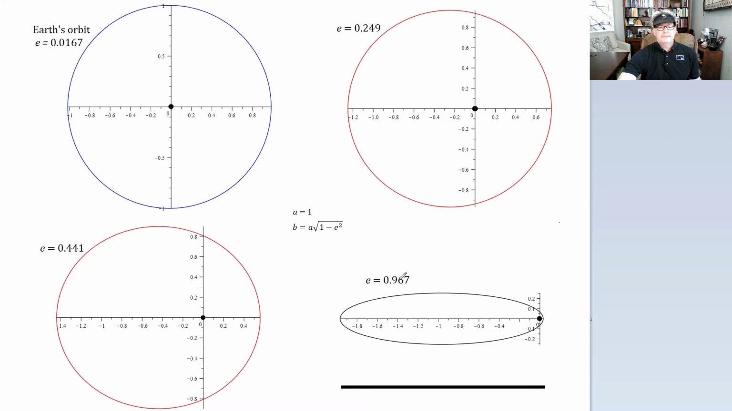So here are again four eccentricities. This represents the eccentricity of Earth's orbit. This represents the eccentricity of Pluto. This represents the eccentricity of Eris, a dwarf planet, and here's the eccentricity of Halley's Comet. Here I've drawn them all, normalized, so they all have major axis 2, or semi-major axis 1.